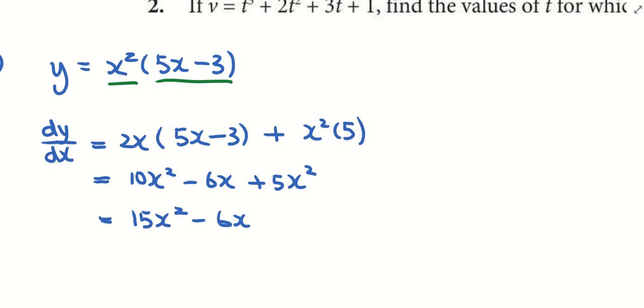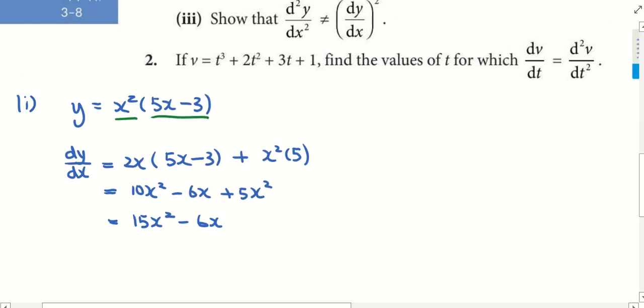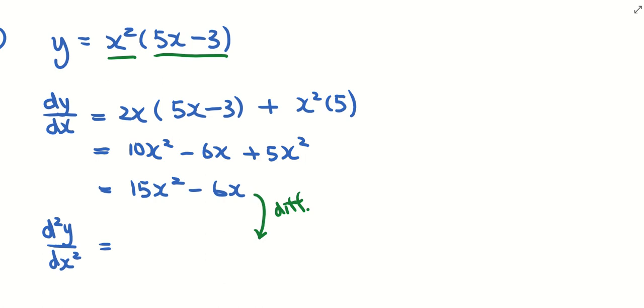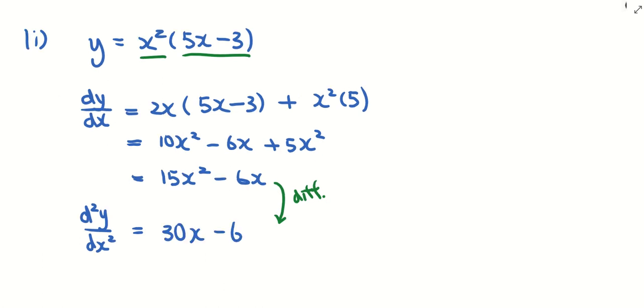dy dx is 15x squared minus 6x. So this is my first derivative. Now, if I find d square y dx squared, what does it mean? I will differentiate 15x squared minus 6x one more time. I can do it in 10 seconds. The answer for d square y over dx square is 30x minus 6, because I differentiate one more time.